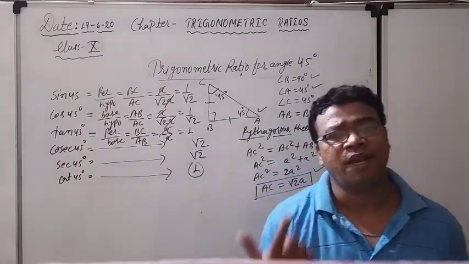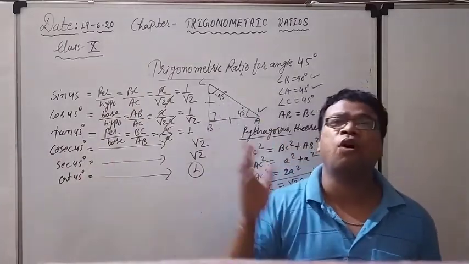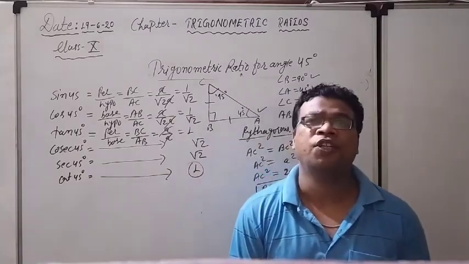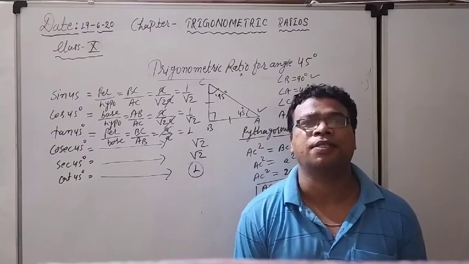After that, tan 45 is equal to 1. So what is the opposite value? Cot 45 is again 1. So this is all about the theory. From the next lecture we have to solve so many practice exercises. Thank you.